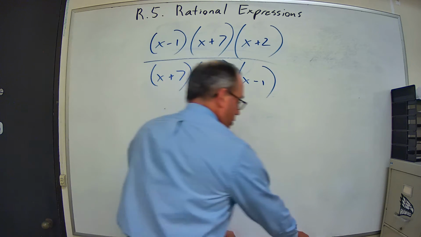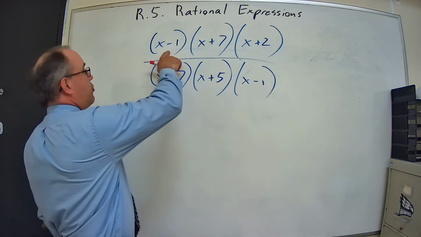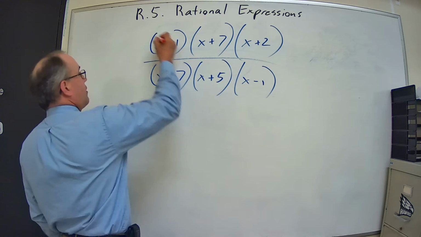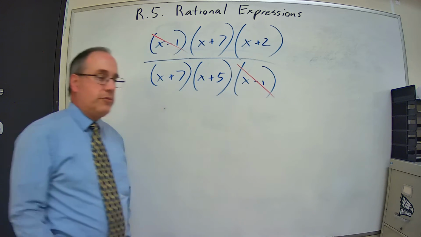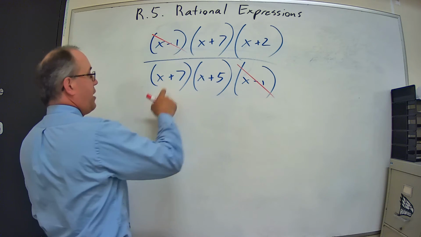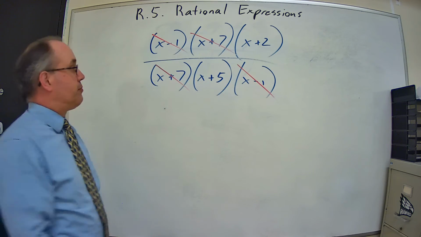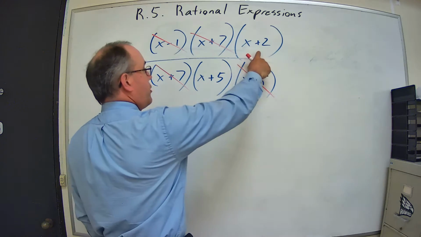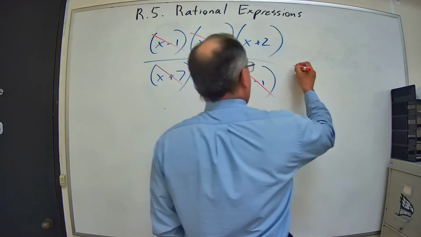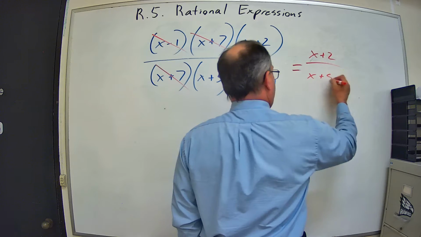I'm going to change to a different color just so it's obvious what's going on here. So I look and I've got x minus 1 in the numerator, I have x minus 1 in the denominator. So there we go, we cancel them out. I've got x plus 7 in the numerator, x plus 7 in the denominator. Cancel them out. I've got x plus 2 in the numerator, I do not have x plus 2 in the denominator. So I guess what we're left with is x plus 2 over x plus 5.